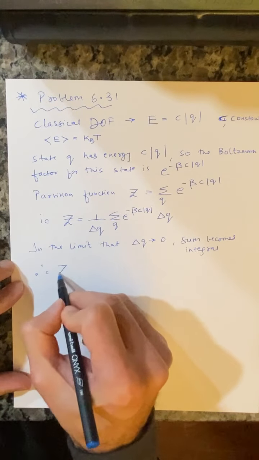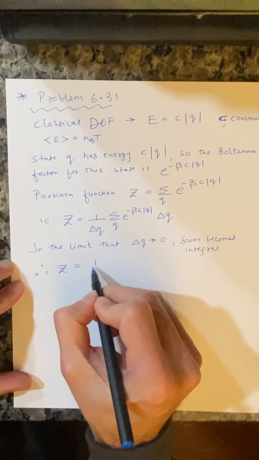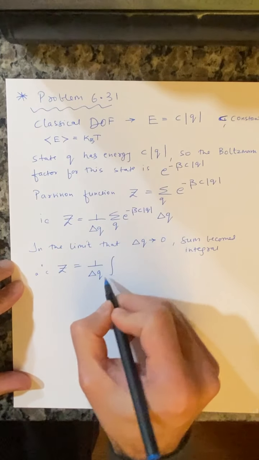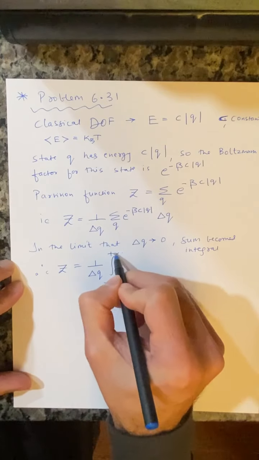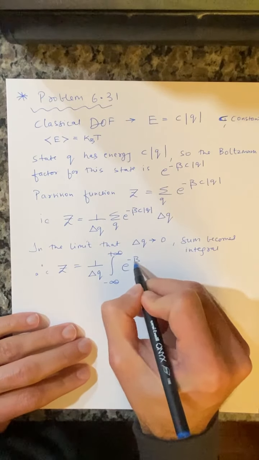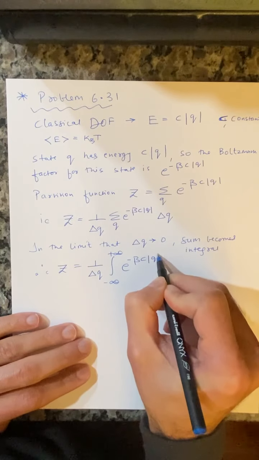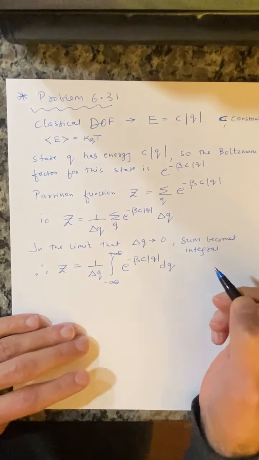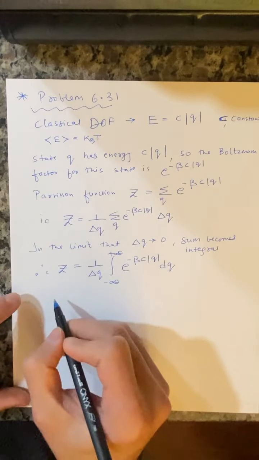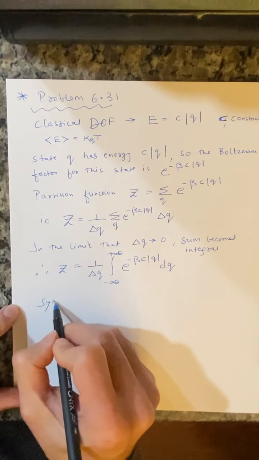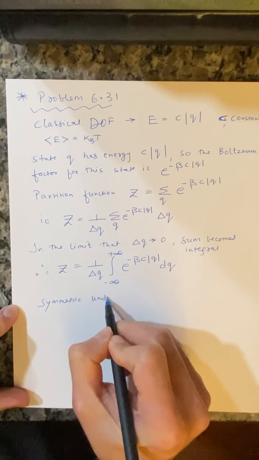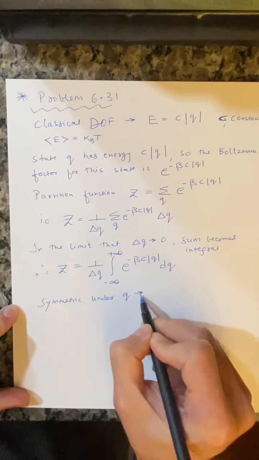Therefore, I can write down the partition function for this system as 1 over delta q, which will stay here. This delta q is going to become dq. I'm going to sum over all the states from negative infinity to positive infinity, e raised to minus beta c q dq. Note that this integral is going to be symmetric now. This integral I'm talking about is symmetric under q to minus q.